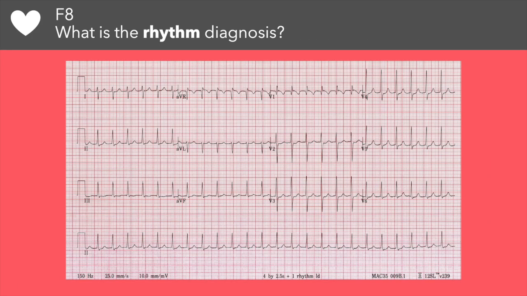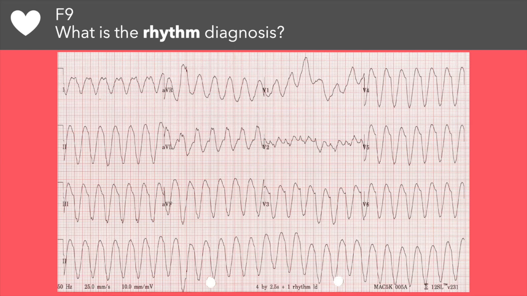This is SVT, or supraventricular tachycardia. We do not see any P waves. The electrical impulse is not coming from the SA node, but somewhere at or above the AV node, as the QRS complexes are narrow. F9. What is the rhythm diagnosis?